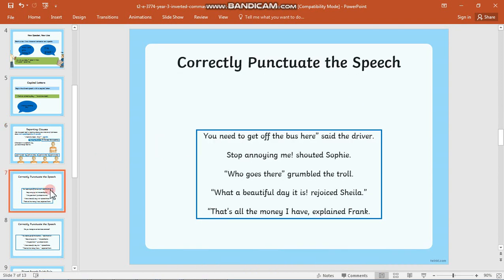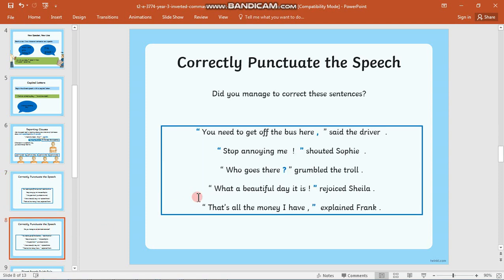I would like you now to have a go at writing out the sentences. As you can see, there is a new line because there's a new speaker, so there's a new line for each new speaker. Have a go at writing these out and punctuating them correctly. When you are ready, press play and come back to join me.